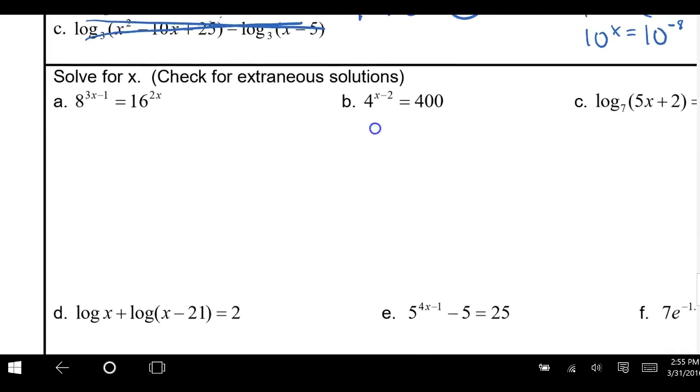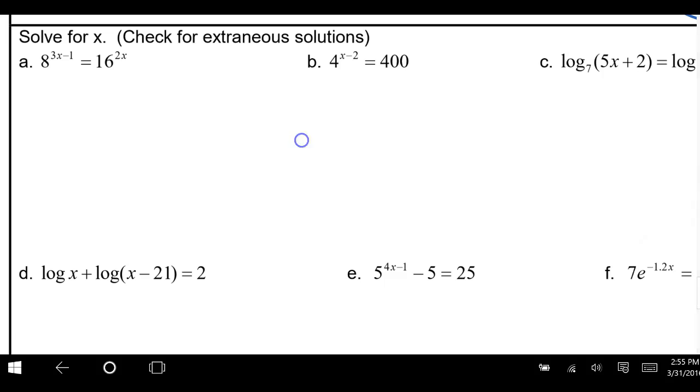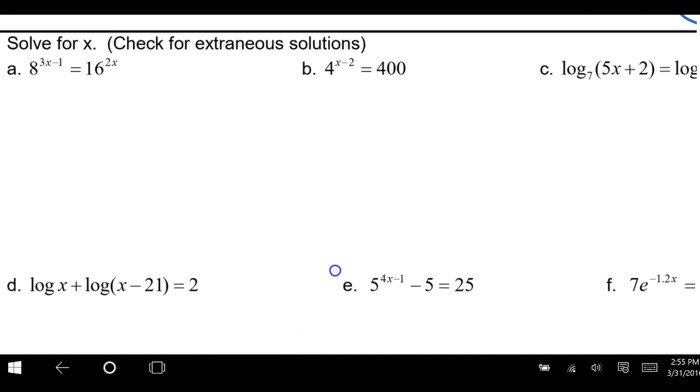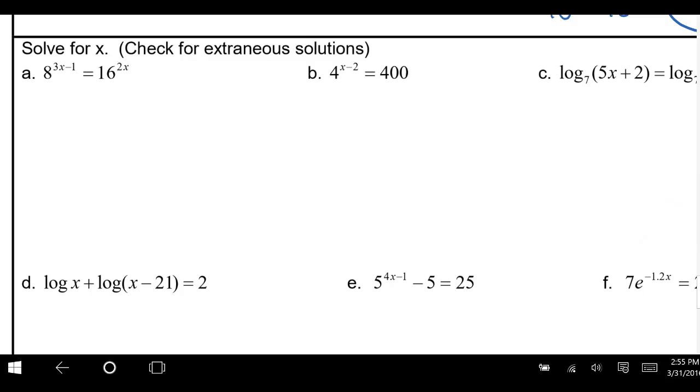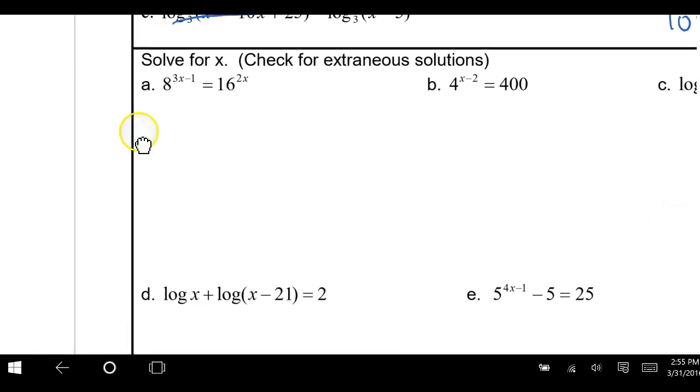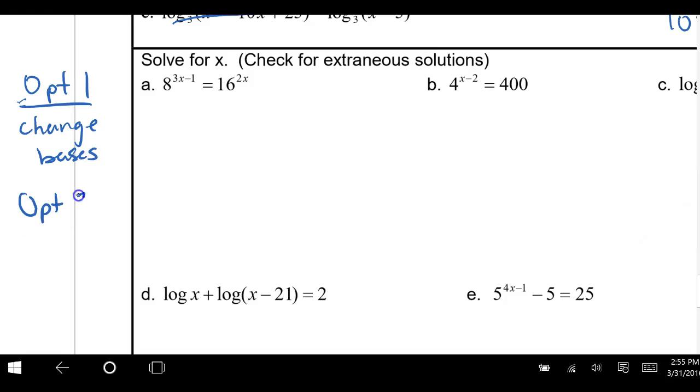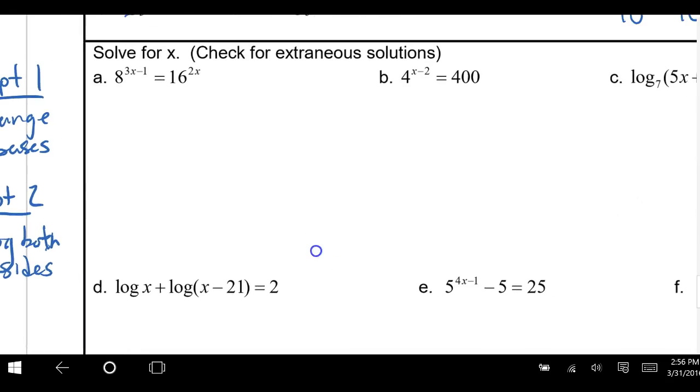Okay, now solving equations. Your bread and butter for Friday. Remember you have two options here. Option 1, make the bases the same. Option 2, I'll write that over here. Option 1, change the bases. Option 2, log both sides. Okay, so let's keep that in mind as we go through this.